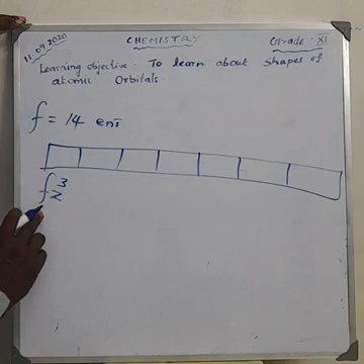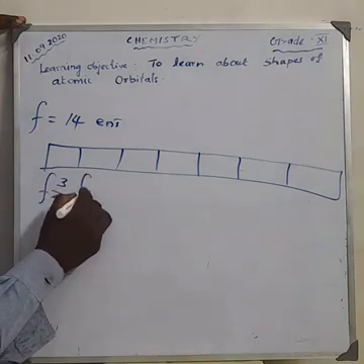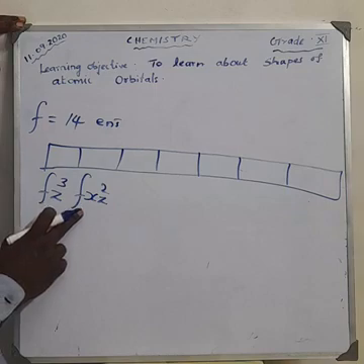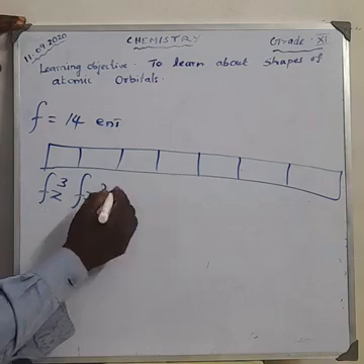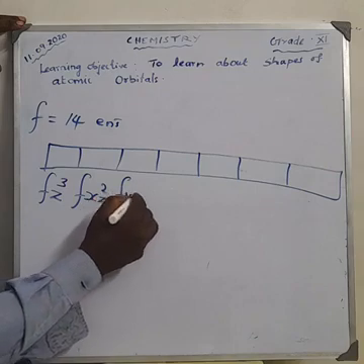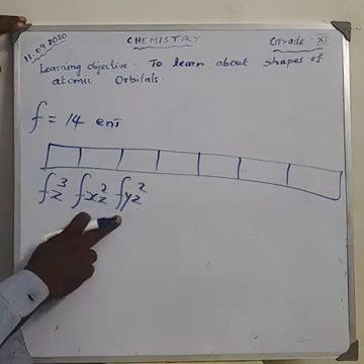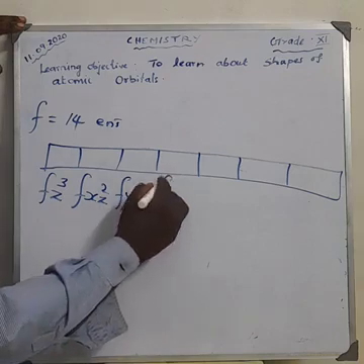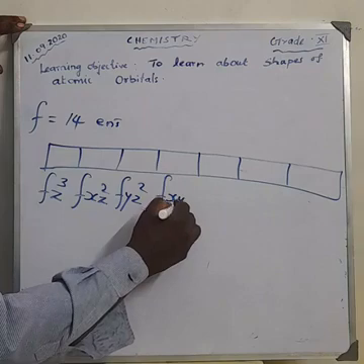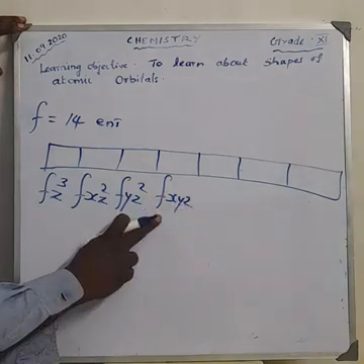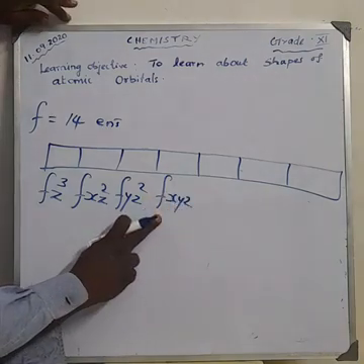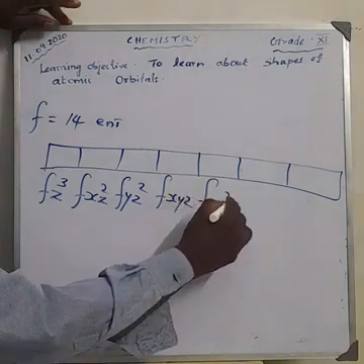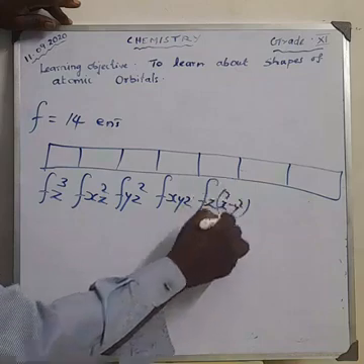Second one, f x z square. Third one, f y z square. Next one, f x y z. Next one, f z x square minus y square.